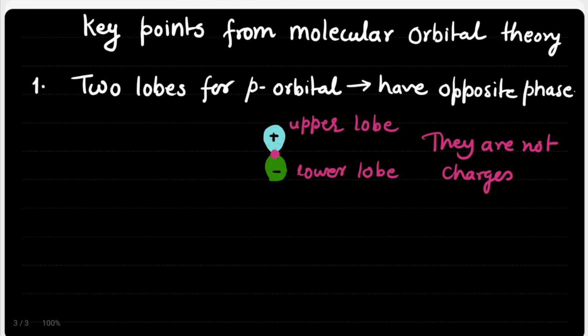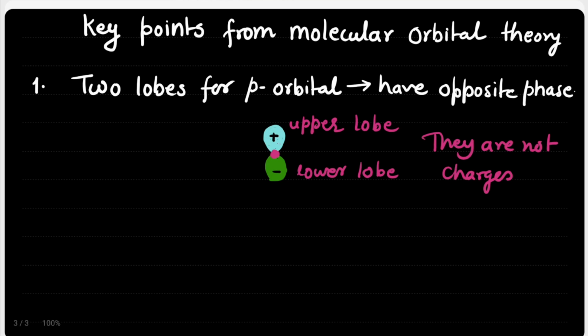Now this is a single p orbital of one carbon. This is a pi orbital of one carbon. Now when two p orbitals are in phase, they interact and form a covalent bond.